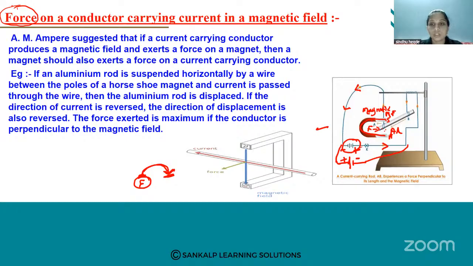So what happens is, when current flows in the aluminum rod, a magnetic field is generated, and with that magnetic field some force is also exerted on that conductor, and it shows some displacement. So here we should remember three things. One is the force exerted here, and second is that the conductor is carrying current also. That's why it behaves like a magnet, or a field is generated.